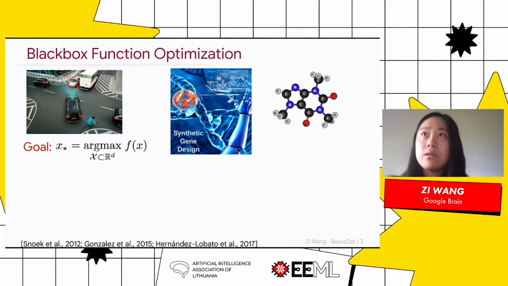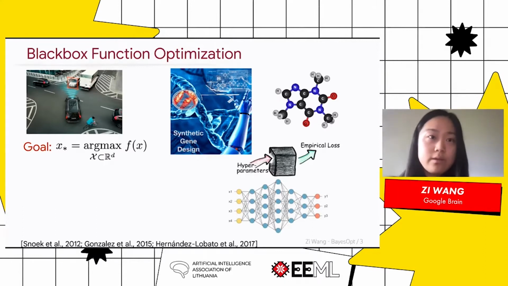Similar things happen in molecular design. Also, I'm not exactly sure what the audience's background is, but a lot of people really care about hyperparameter tuning in machine learning, because exactly like these various different kinds of problems, we also have a lot of hyperparameters like learning rate, momentum, the size of the network, etc., and they have a big impact on how well the model performs. So our goal here is to test hyperparameters in a sequence so that eventually we get a very low empirical loss, or validation loss.